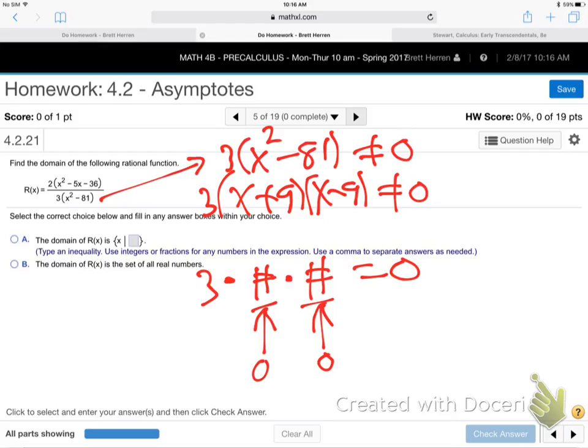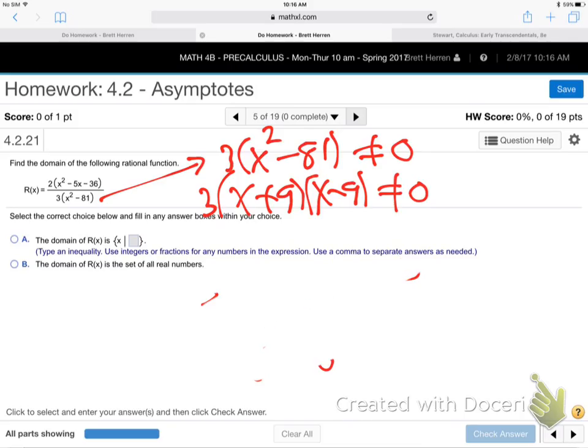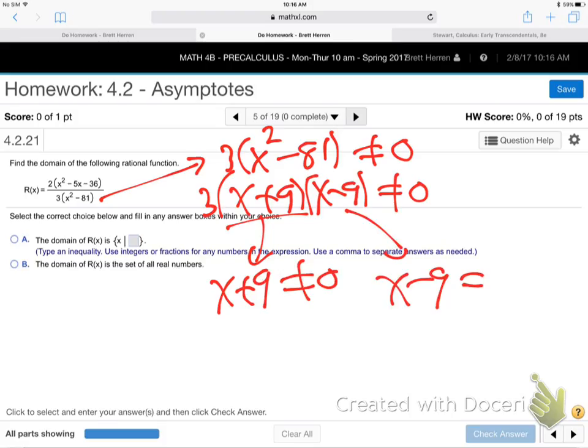The 3 doesn't have an x, so it can't vary. It doesn't have a variable. It's just 3. So 3 times something is 0, so one of those unknowns, one of those parts that have an x, has got to be 0. So x plus 9 cannot be 0, and x minus 9 cannot be 0. You know the drill. X cannot be 9 or negative 9.